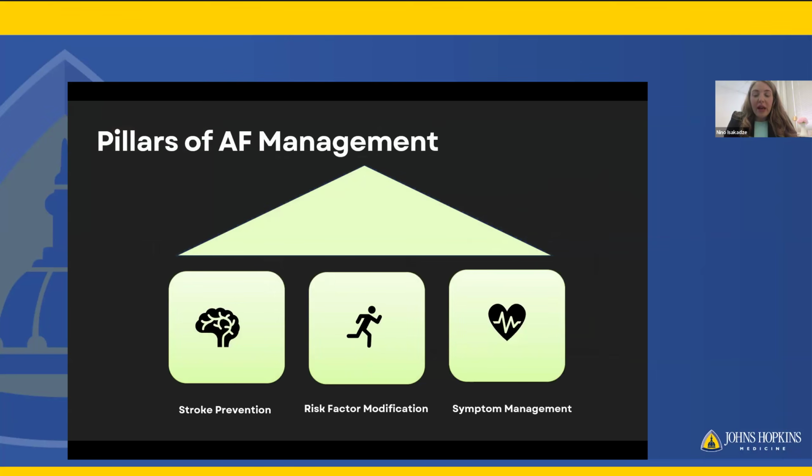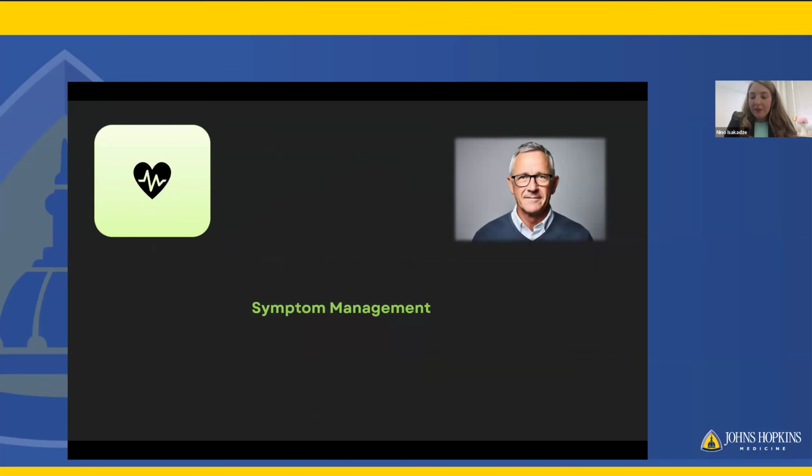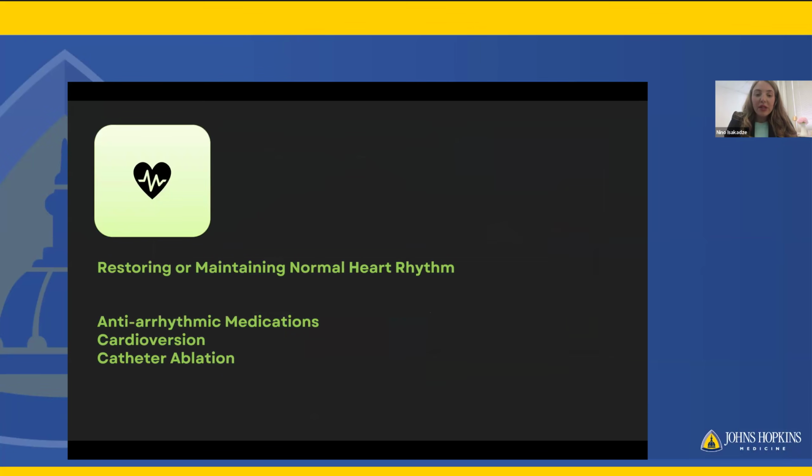In terms of the last pillar, but very important, is symptom management. And for most, this means restoring or maintaining normal heart rhythm. There are a few ways we can do this. To maintain the normal rhythm, there are antiarrhythmic medications and catheter ablation, where cardioversion is also one of the ways if someone is in AFib for a prolonged period of time, more than 7 days, or they have very significant symptoms even for a few days. It can be a short-term kind of a Band-Aid solution.